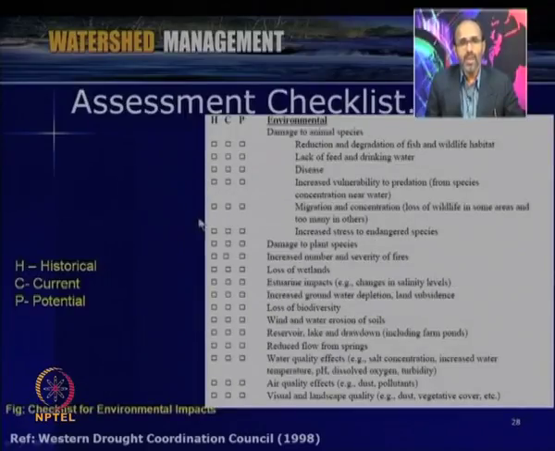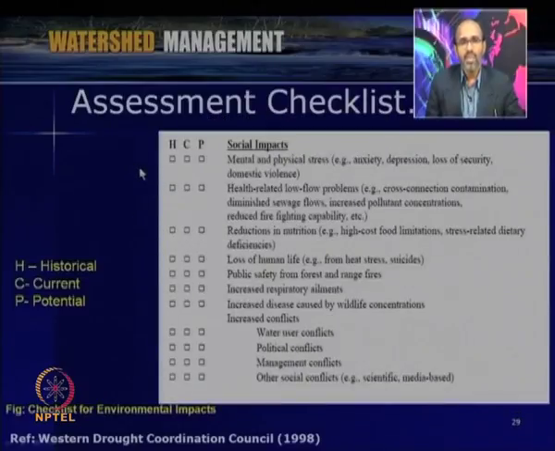Then with respect to the environmental impacts, this is also taken from the Western Drought Coordination Council website. There are environmental related issues like damage to animal species, damage to plant species, loss of wetlands, and wind and water erosion of soils. Here again we can have the checklist: historical situation, current and potential. So, that way we can put the tick mark on the checklist, and then we can come up with how much drought prone the area is, and we can have the drought assessment.